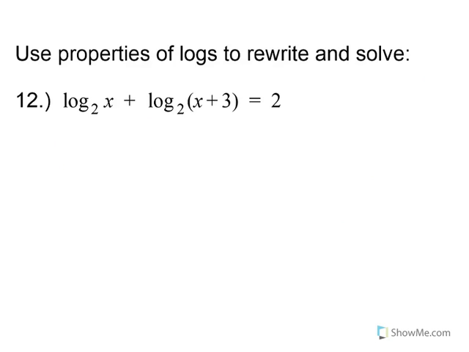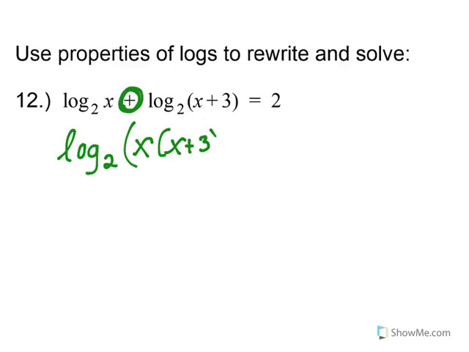So for problem number 12, we have log base 2 of x plus log base 2 of x plus 3 is equal to 2. So there aren't any coefficients involved, but the first thing I see is this plus sign. Plus in between logarithms means I can write a single logarithm, so I have log base 2 of, and I can turn it into a product. So the first thing times the second thing, x times x plus 3. Okay, so that's the condensing step.